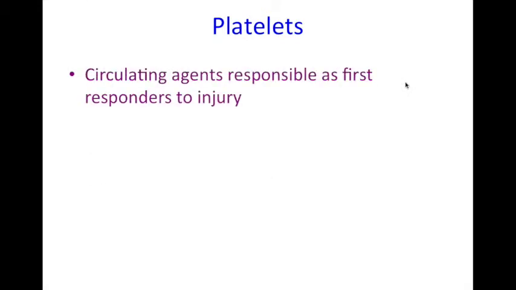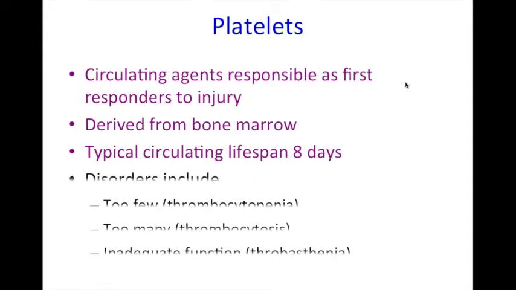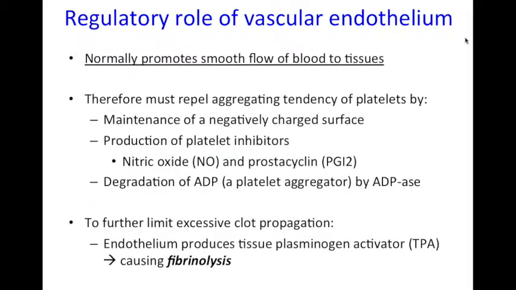Now, the platelets are the circulating agents that are responsible for the very first response to an injury. We call them the first responders. They are cells derived from bone marrow. Typical circulating lifespan of the platelet is about 8 days. And disorders of platelets include having too few, thrombocytopenia, too many, thrombocytosis, or inadequate function of platelets.